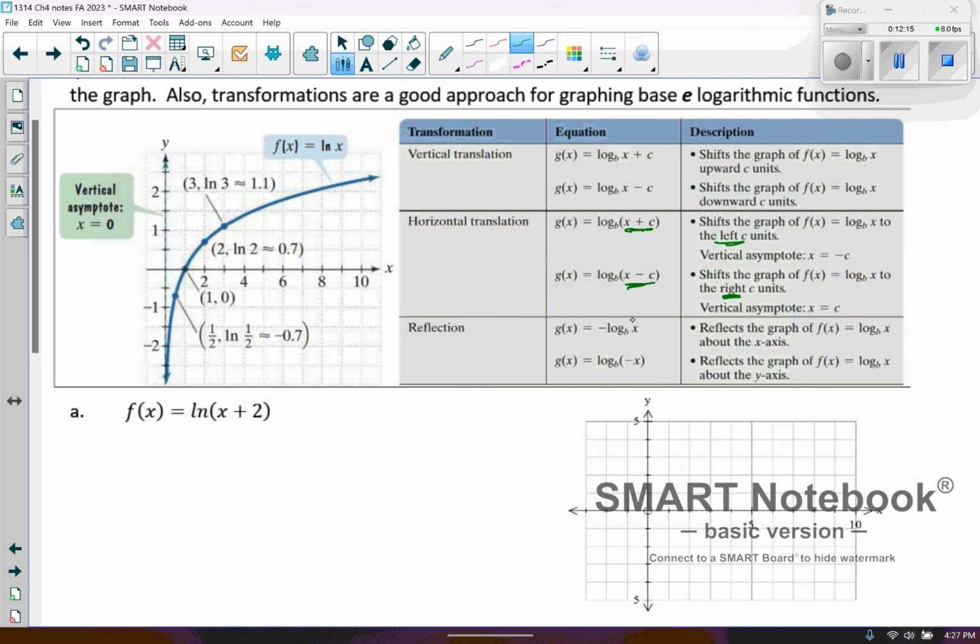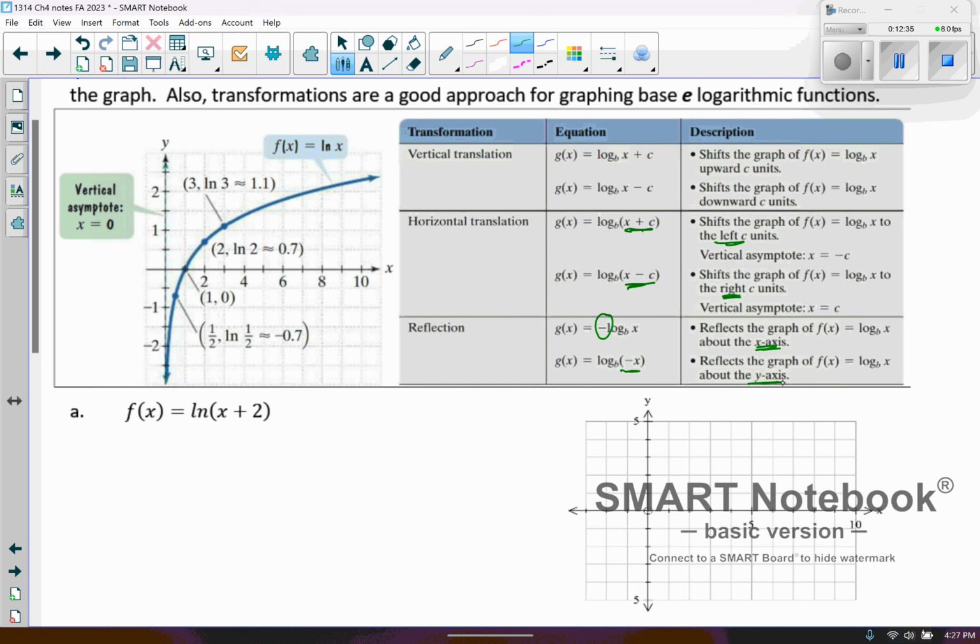And then here, that was that negative that I told you about, that would reflect across the x-axis, which we did. It was kind of upside down, right? And then if we have the negative directly with x, then that causes us to reflect across the y-axis, and we saw one like that previously too.